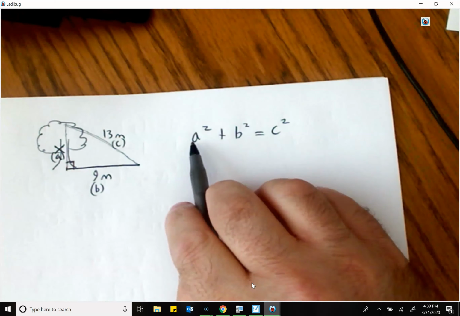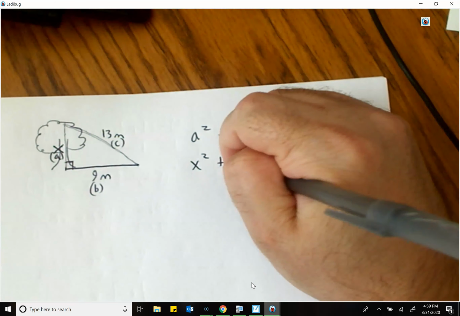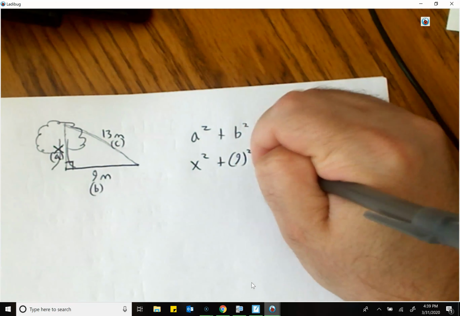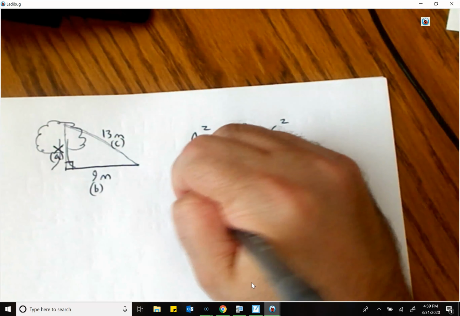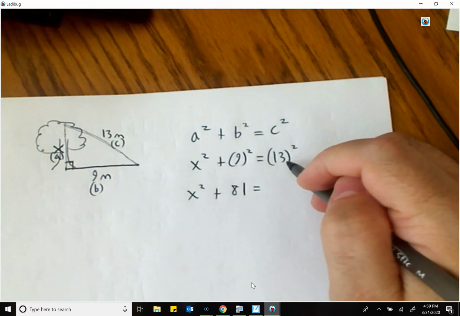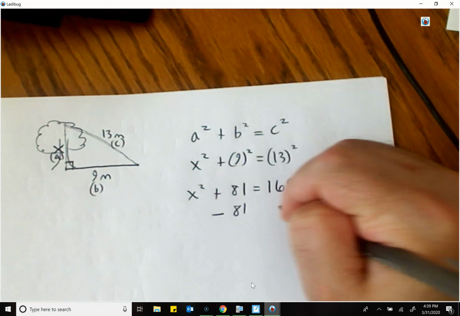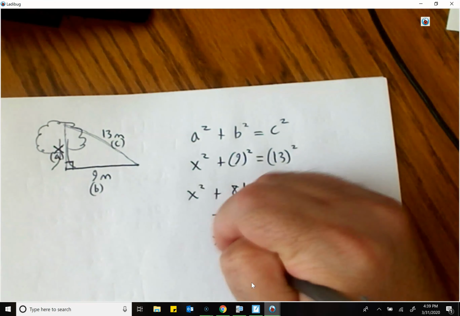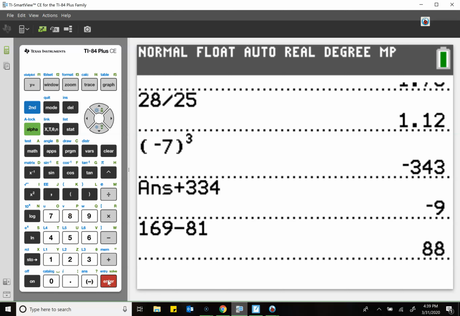We just plug it in. So what's A? That's x squared. Plus what's our B? That's 9 squared. Equal to what's our C? That's 13 squared. So second step, we need to square everything. 9 squared is 81. 13 squared is 169. Now we just subtract 81 from both sides. So x squared is equal to, again, I don't know 169 minus 81 off the top of my head. So I'm just going to use my calculator. So that's 88.